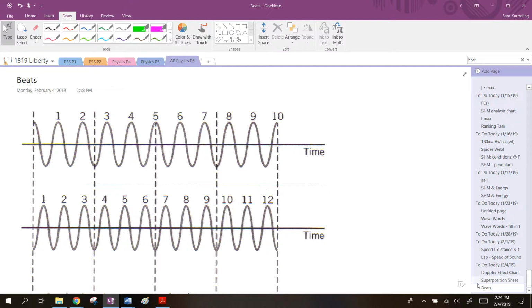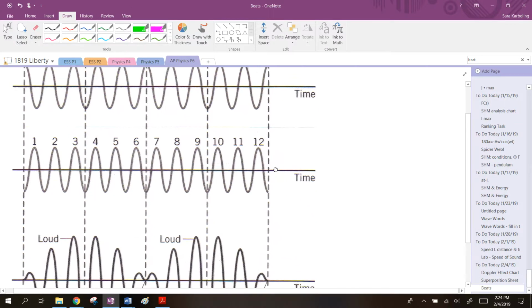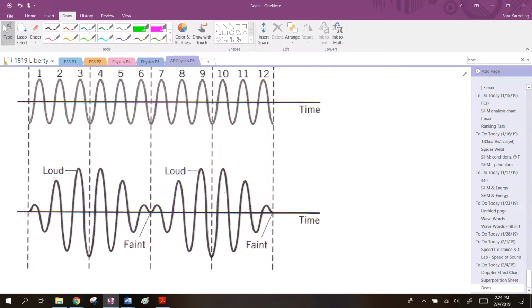So here you've got your 5 hertz wave, and you've got your 6 hertz wave. So you've got your 2 different frequencies. When you add them together, this is what it looks like. Whoa. Right? It's pretty, huh? That's pretty cool. So you can just kind of sketch it out. It doesn't have to be perfect, but sketch that out so you've got the idea. Okay?